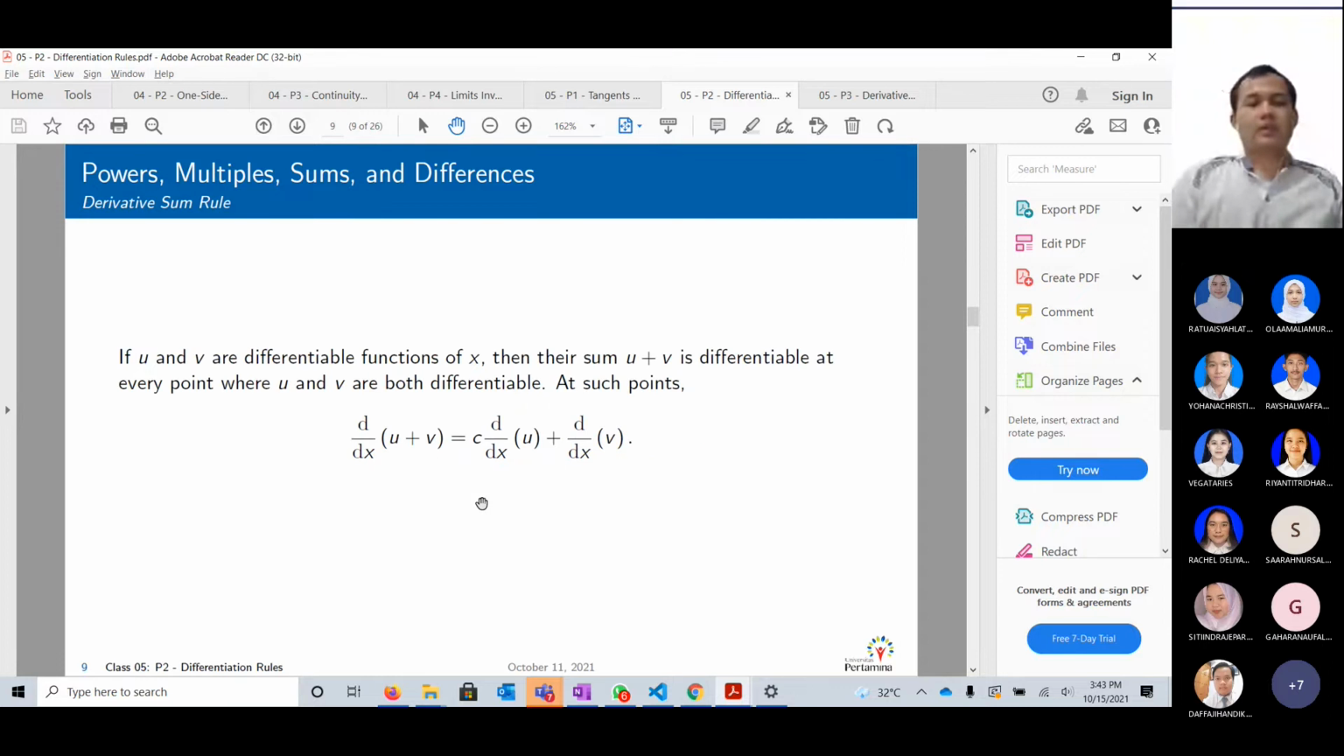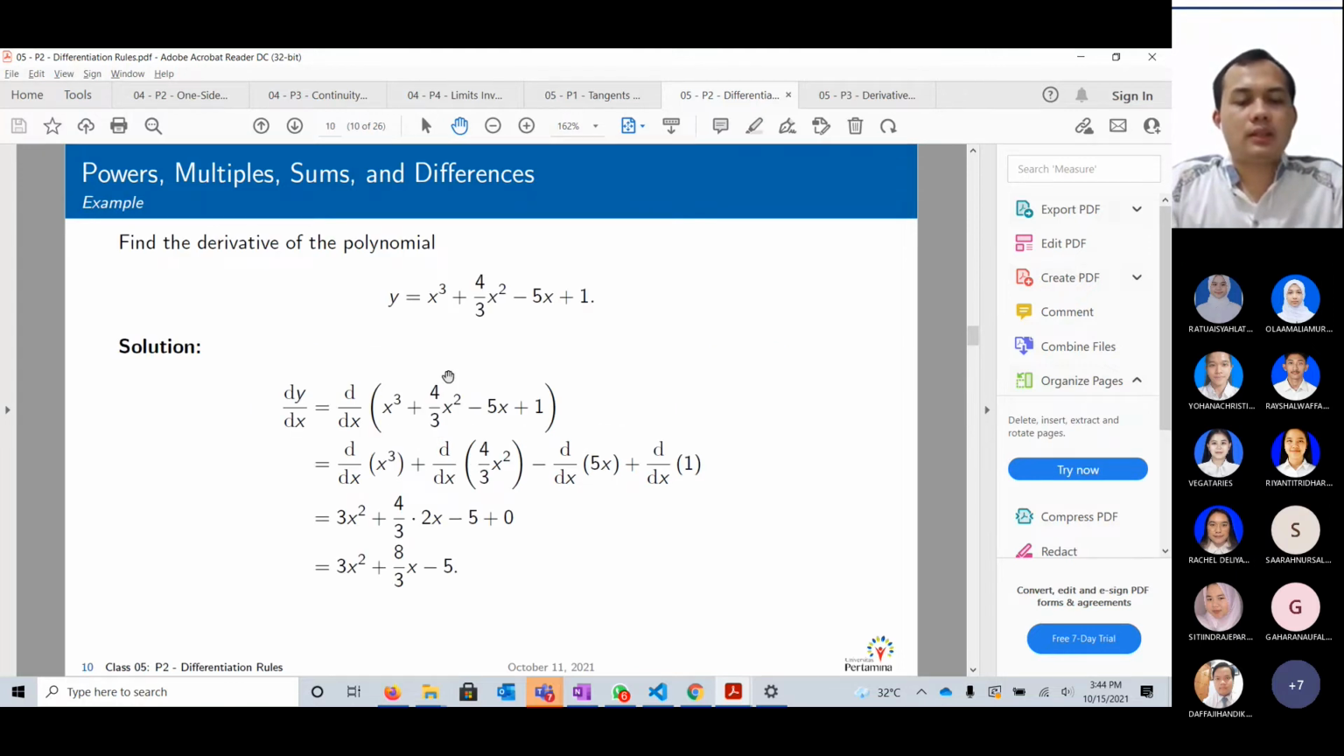Okay. Now there is another rule that is sum rule. Sorry, I made a mistake here. C should not be here. I will correct the slides later. But basically, this is the example for the rule.